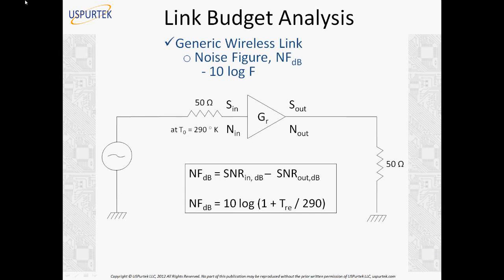If you look at any receiver specification, often they will mention this number actually. What is the noise figure of this receiver? That is what it means. So noise figure will be in terms of dB, and it's 10 log of noise factor.